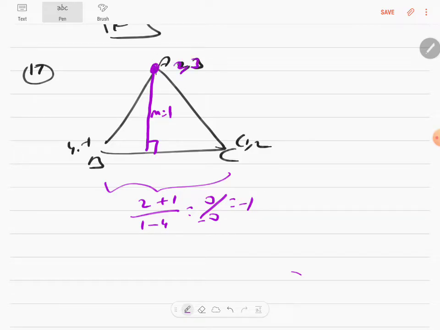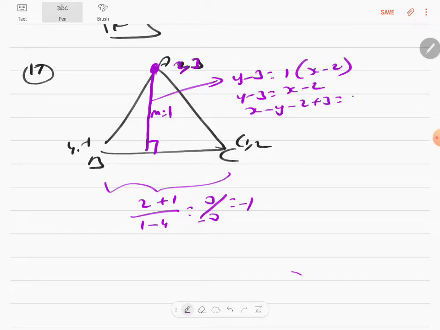One slope and one point is enough to write the equation: y minus y1 is equal to m into x minus x1. Y minus 3 is equal to x minus 2. So x minus y minus 2 plus 3 is equal to 0. X minus y plus 1 is equal to 0 is the equation of the purple line. That gives you an answer. That's the equation of the altitude.